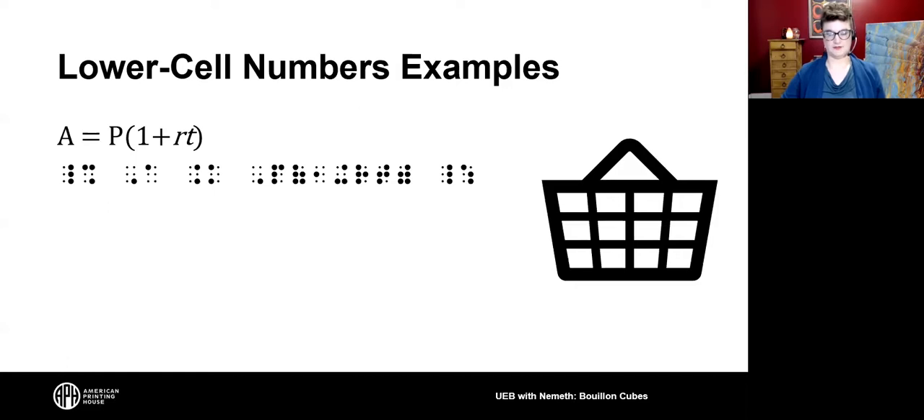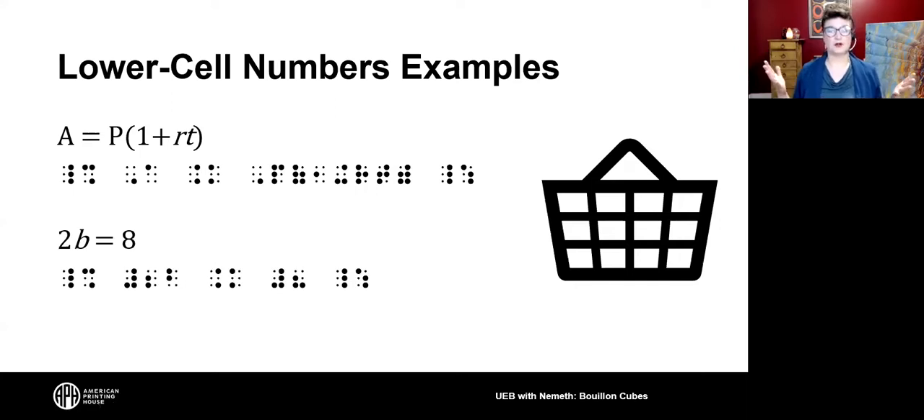So then the rest of our expression is plus RT, close parentheses, and the Nemeth Code parentheses are just a single cell. The opening is dots 1, 2, 3, 5, 6. The closing Nemeth Code parentheses is dots 2, 3, 4, 5, 6. And we opened a Nemeth Code bubble, so we must also close our Nemeth Code bubble with the Nemeth Code terminator.